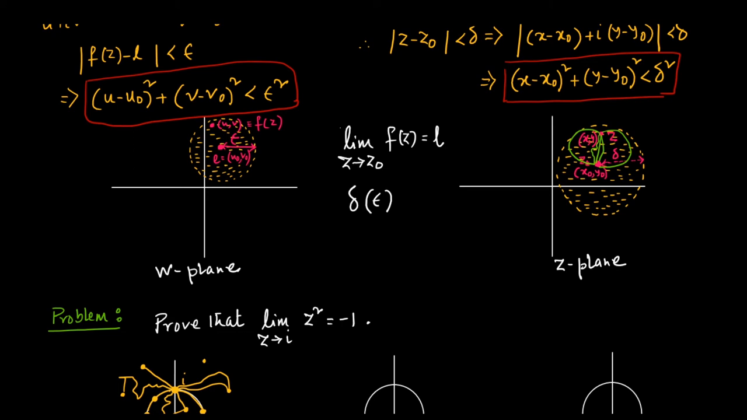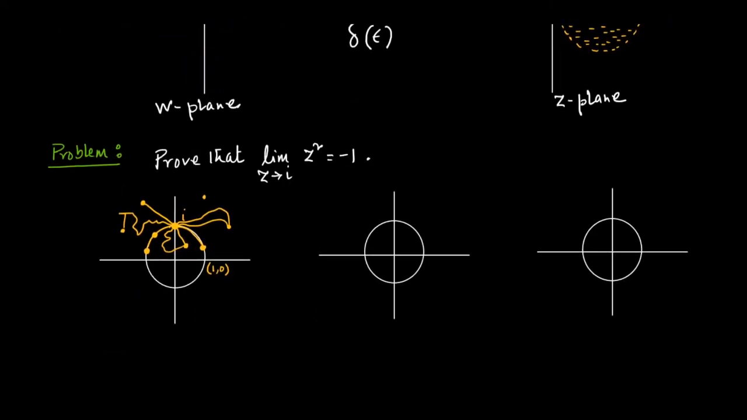So anyway, if we concentrate on this problem, whatever path z approaches I by, the functional value should always approach -1. Let us see what happens when z approaches I while being on the circumference of this unit circle.